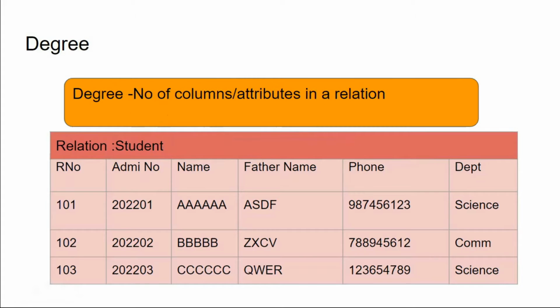Next one is degree, the number of columns. We have seen earlier that we have 6 different columns in the relation student. The number of columns in a table is called the degree. So for this given table, the degree is 6: 1, 2, 3, 4, 5, 6. We have 6 different columns: roll number, admission number, name, father name, phone number, and department. This is called the degree of the relation, or degree of the table.